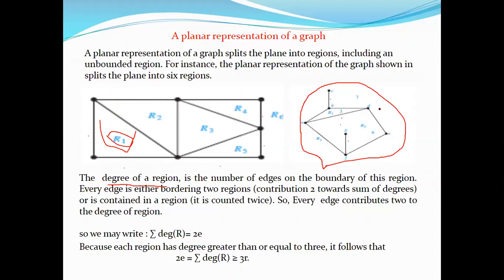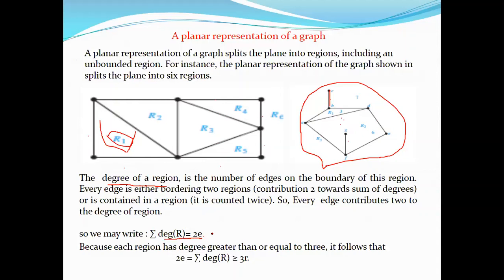Now similarly for this unbounded region, this edge is also contained in this region, so it is also counted twice. Then its degree will be 1, 2, 3, 4, 5, 6, and then 7. So the degree of this region is 7. Finally, we can conclude that every edge, whether it is contained in a region or it is forming a boundary of a region, is always contributing towards the degree of a region. So we can say that the sum of degrees of regions is equal to twice the number of edges.